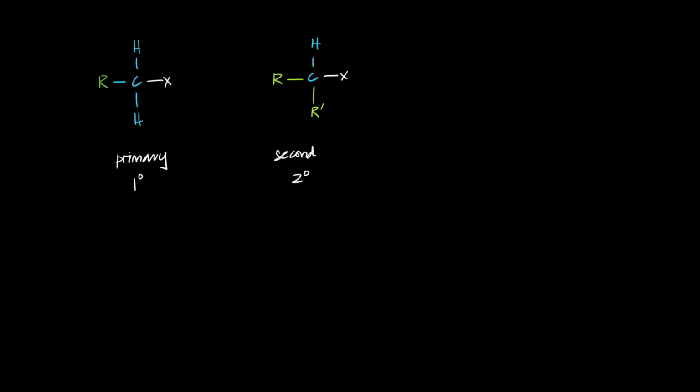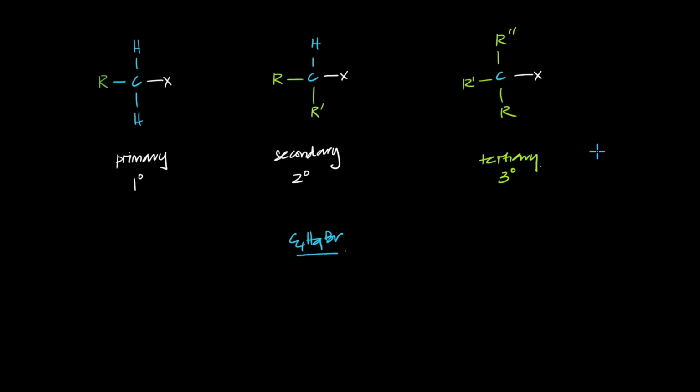Now why are we doing this? Because there are going to be some properties that are different for primary and secondary, that is reactivity, the way they react. And a tertiary halogenoalkane is one where the carbon that has a halogen is bonded to three different or same alkyl groups, and that would be called tertiary, or 3-degree.